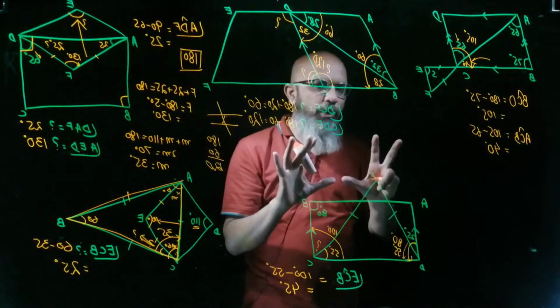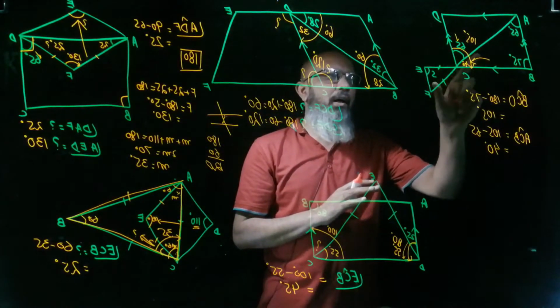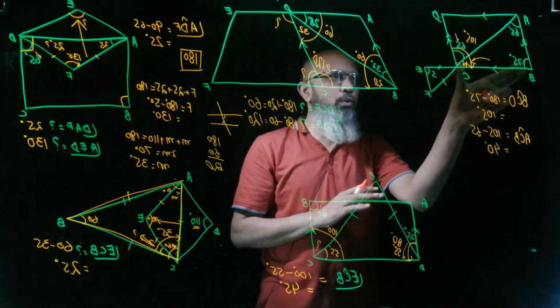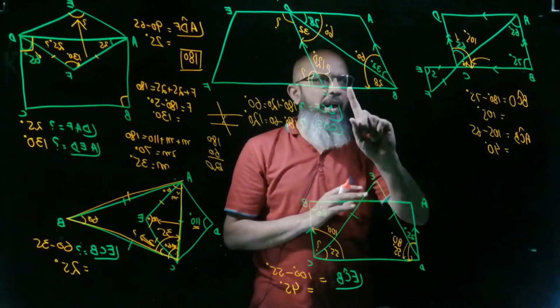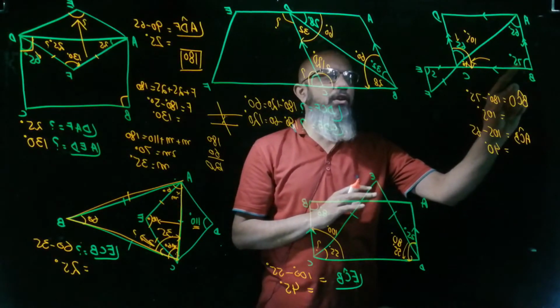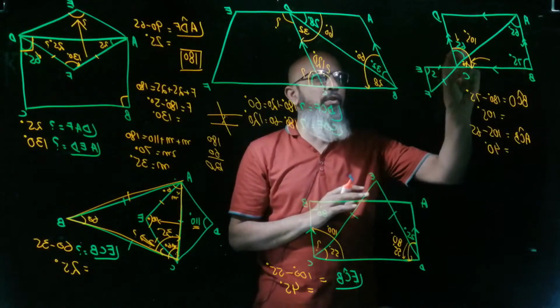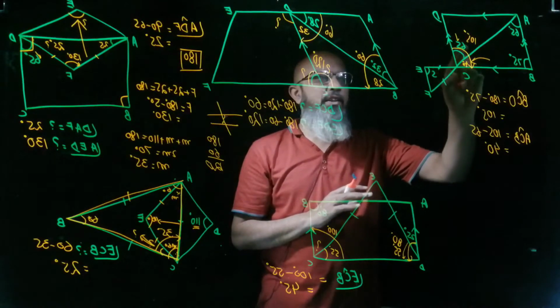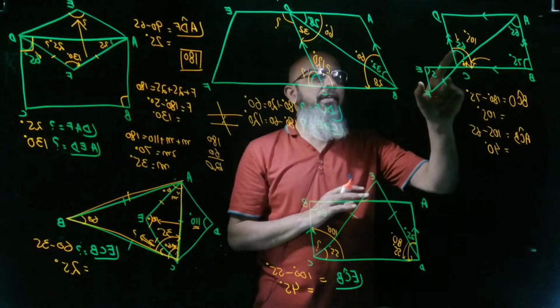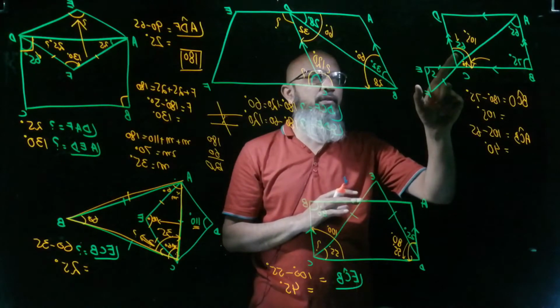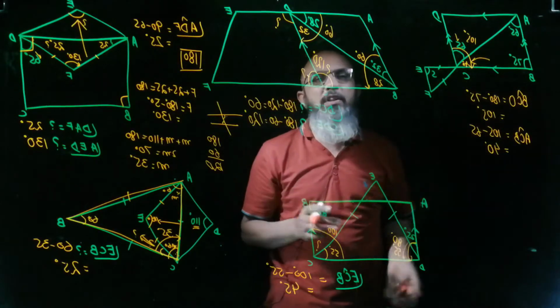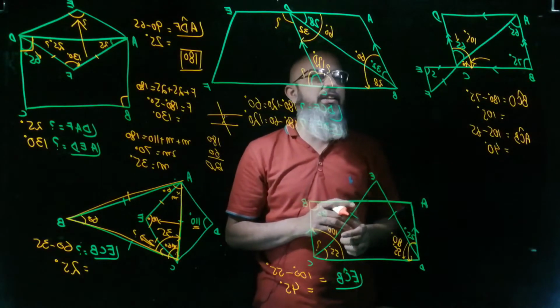Clear? Which property did we use? First of all, the sum of these two angles is 180. So by subtracting 75 from 180, we get this angle, that is 105, right? Then we have this portion of the angle, that is 65. So by subtracting 65 from 105, we get the remaining answer.